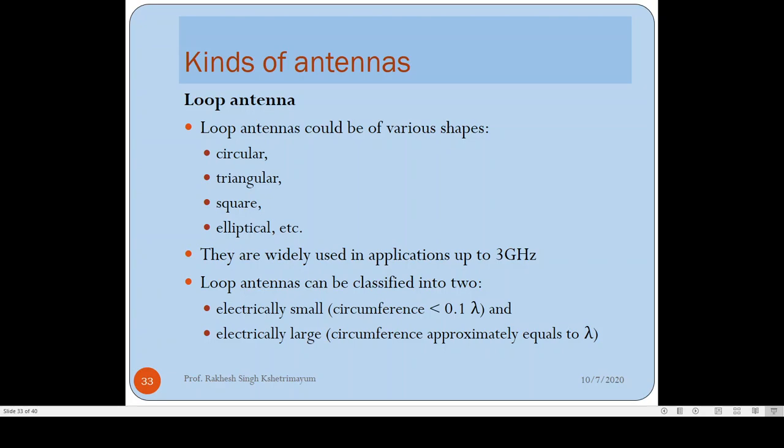These loop antennas can be in circular, triangular, square or elliptical shape. We'll consider loop antennas in the circular shape. There are two kinds of loop antenna: one is the electrically small loop antenna, another is the electrically large loop antenna. The electrically small loop antenna has a circumference less than 0.1 times lambda, where lambda is the operating wavelength of the antenna. For the electrically large loop antenna, the circumference will be greater than or equal to lambda.